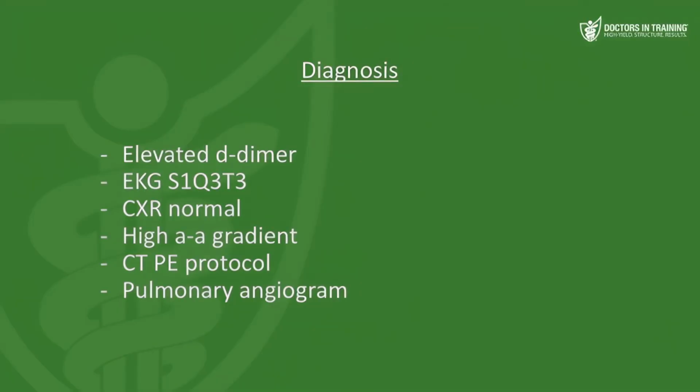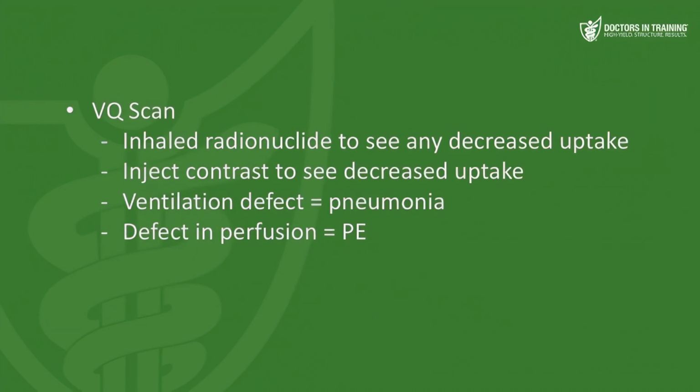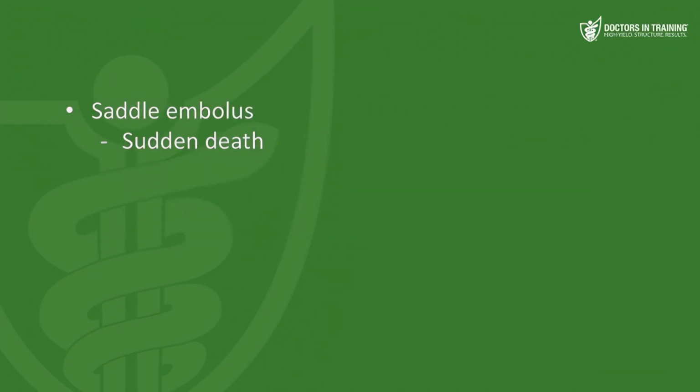Finally, in rare cases, you can obtain a pulmonary angiogram, which is the gold standard, done by interventional radiology. It's time-consuming, and it's much easier to use the CT-PE protocols today. A V/Q scan is used in people with severe renal failure. The idea is it looks for a ventilation defect. If there's pneumonia, that will be present. If there's a perfusion defect, there'll be a pulmonary embolism. Saddle pulmonary embolisms can lead to sudden death due to the large clot burden.